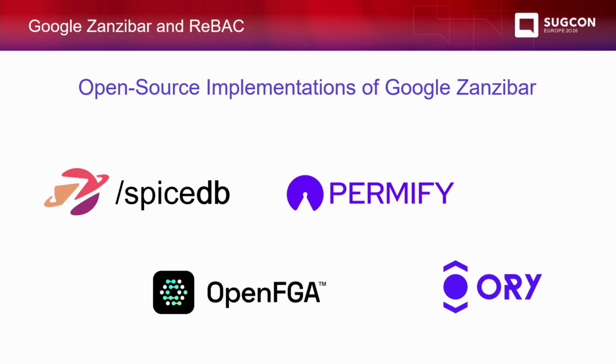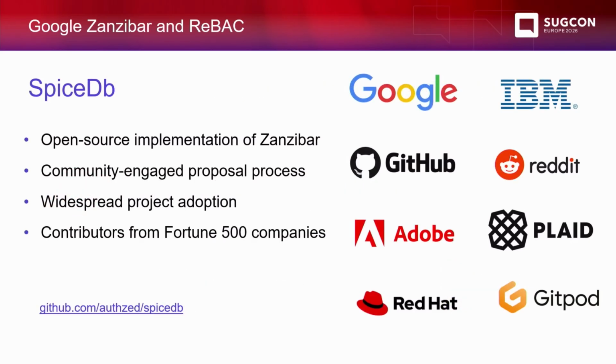So if you want to implement the same in our solutions, we need to choose what kind of implementations we already have that we can use. There are four most popular implementations of Google Zanzibar and relationship-based access control: SpiceDB, Permify, OpenFGA, and Ory. All of them are open source on GitHub. So for our solution, we use SpiceDB because it's the most popular.